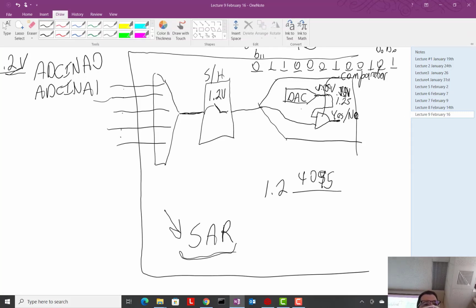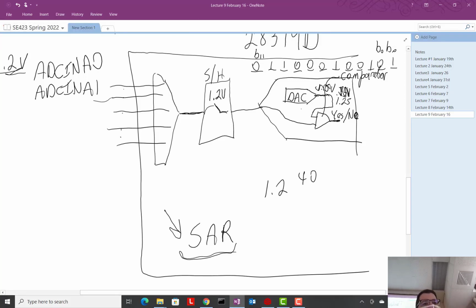Golly, draw, erase. 4,095 times 3.0. Is that an exact integer? It's probably got a decimal point in it. And so we can't get exactly 1.2 volts, but we can get within half of a resolution. Our resolution is 3 volts divided by 4,095, which is like 0.7 millivolts, so a small little voltage within that.